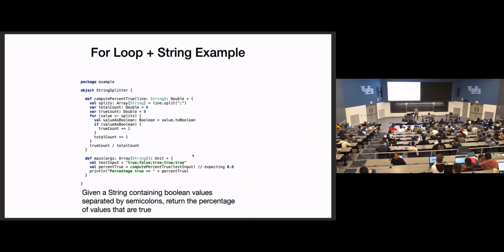So first, we want to write a method. If this were a lecture task, I would say write a method named computePercentTrue that takes in a string as a parameter and returns a double. The string will be formatted as the strings true or false, any number of those separated by semicolons, and the return value should be the percentage of those values which are true. So on this string, true, false, true, true, true, separated by semicolons, I would expect the value 0.8 to be returned. So that's our task.